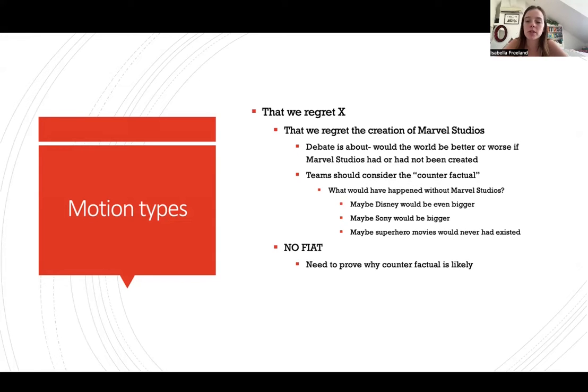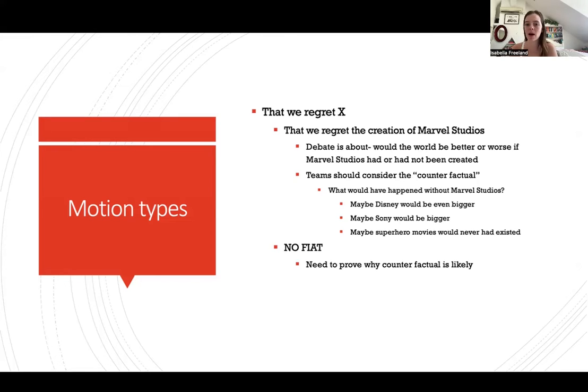We also have motions that are regret motions. Essentially what this debate asks you to do is consider, would the world be better or worse if this thing had happened? So for example, that we regret the creation of Marvel Studios. The debate is on affirmative that we think that the world in 2024 would be a better place if Marvel had not been created X number of years ago. And the negative team is saying, no, it's actually better that Marvel does exist.